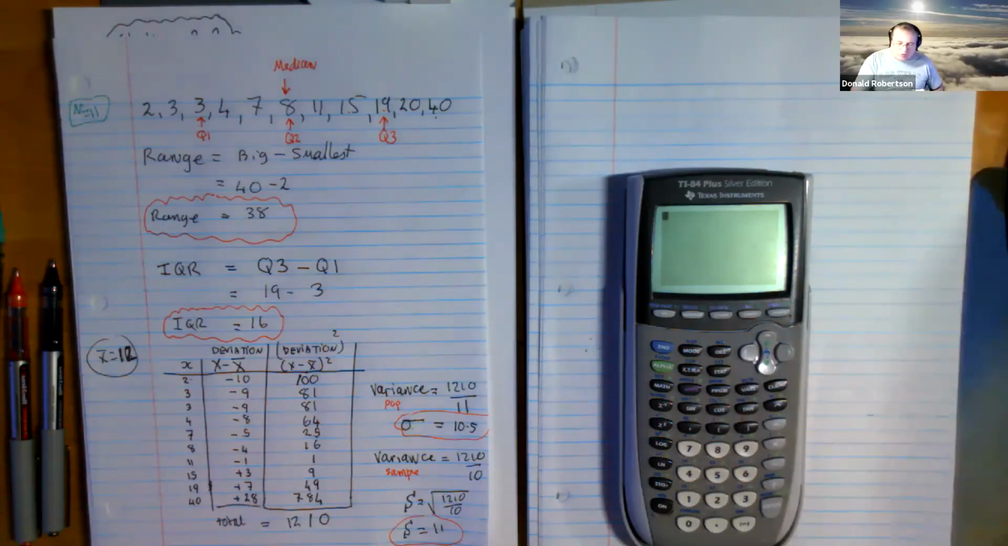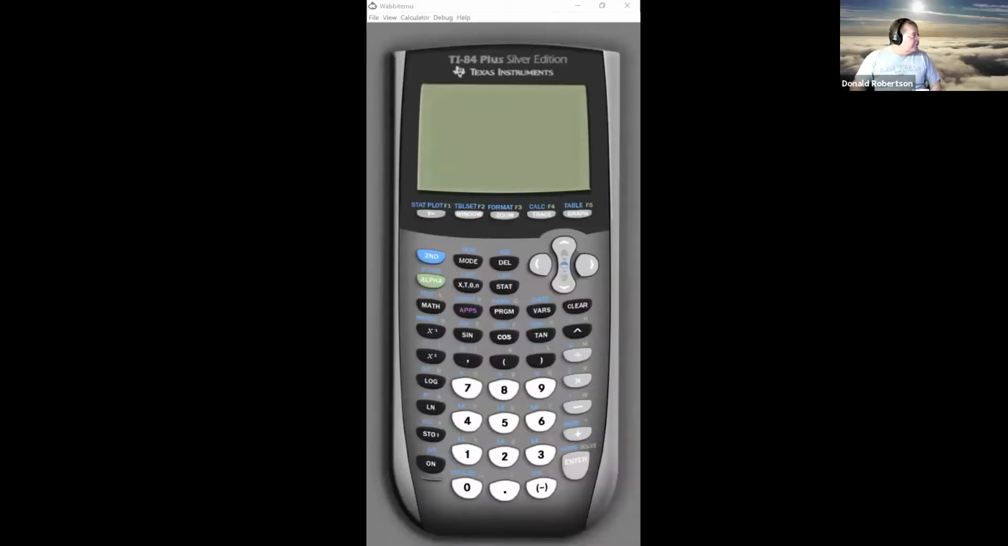Right, I'm going to make a little change here, but only a little change. Rather than use my calculator, which I could certainly do, I'm going to use the Wabbit emulator, which is just a little bit bigger. Hopefully that'll make it a little easier to see the buttons that I'm pressing. Right, you should be looking at the TI-84 emulator on my screen. Is that what you're seeing? Good. Right, so first thing you're going to do is hit Stat.